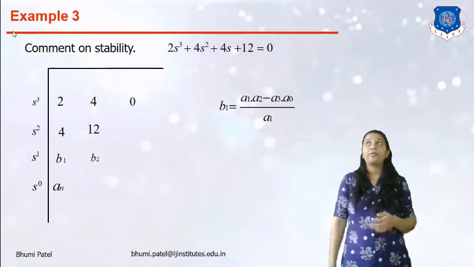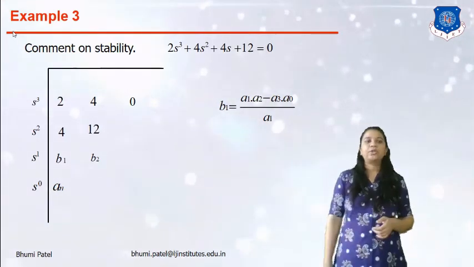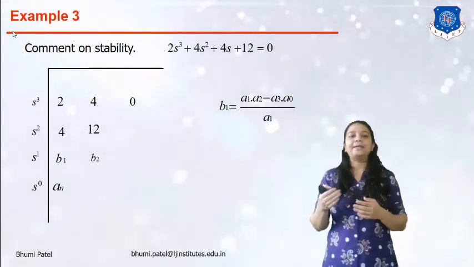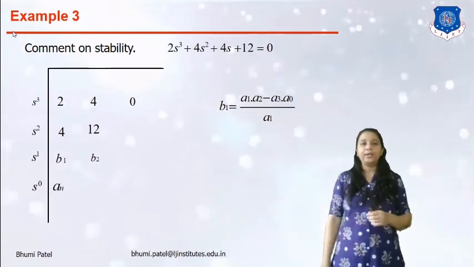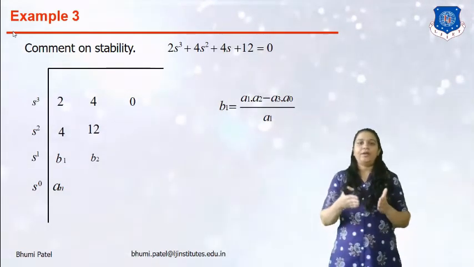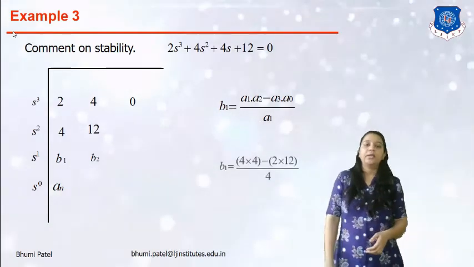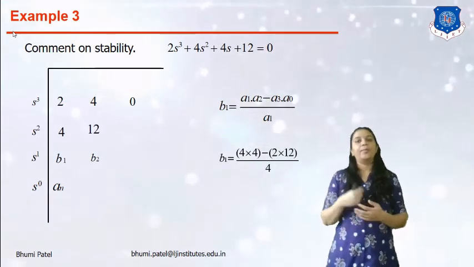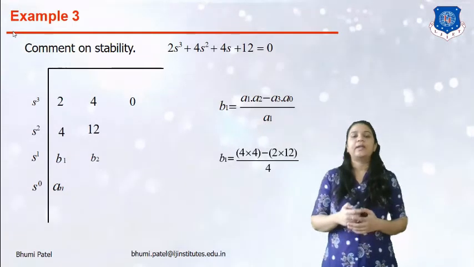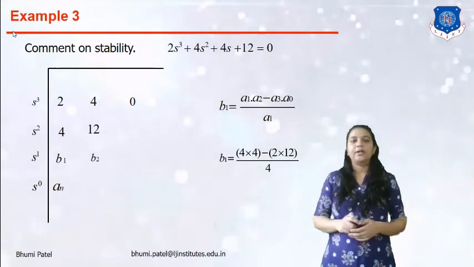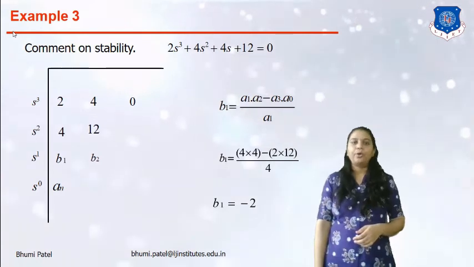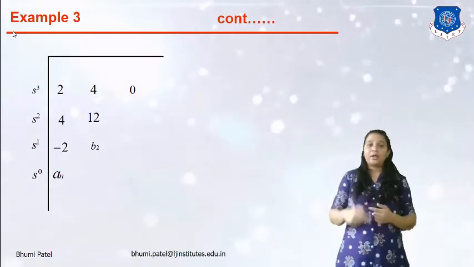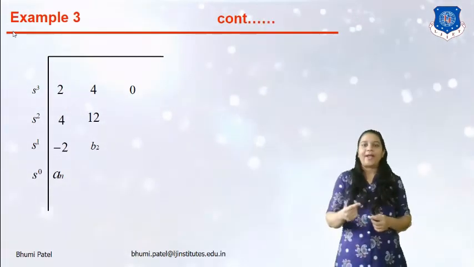Now next we have to find the value of B1. The equation of B1 is A1 into A2 minus A3 into A0, upon A1. Okay, so putting the values of A1, A2, A3, A0, the equation becomes B1 is equal to 4 into 4 minus 2 into 12, upon 4. Simplifying this equation, we get B1 is equal to minus 2. Okay, so we put B1 is equal to minus 2 in the table, and now next we have to find the value of B2.